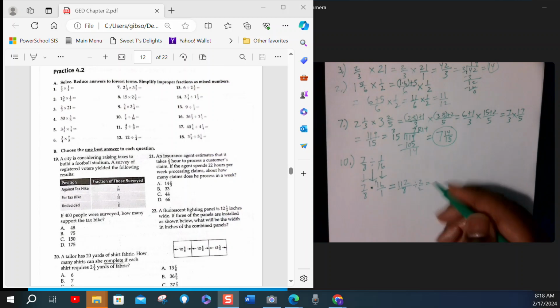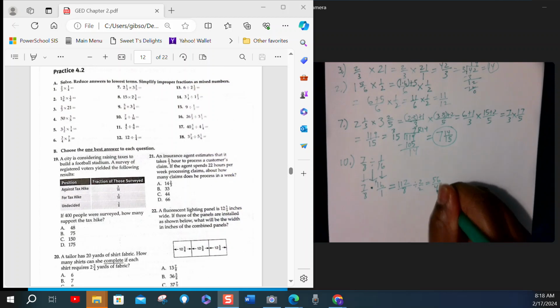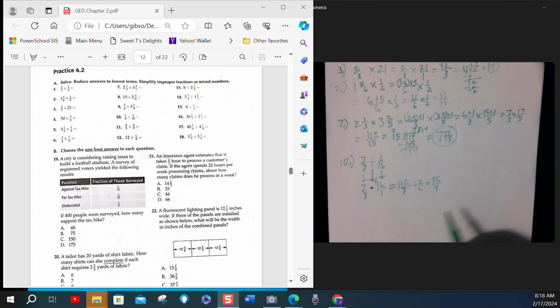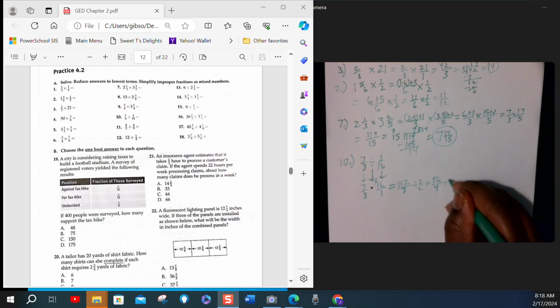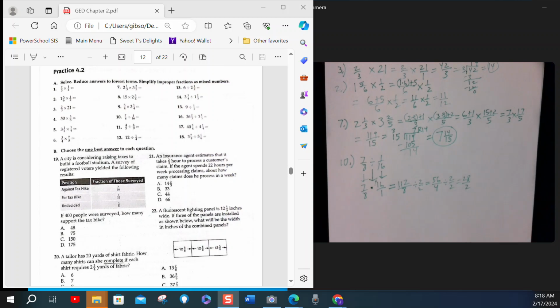2 goes into 112 56 times. 2 goes into 8 4 times. So now we can still divide this by 2 because they're still even. 56 divided by 2 is 28. 4 divided by 2 is 2. And we know 28 divided by 2 will just give us 14. So we don't have to keep dividing by 2 when we know what the answer is. So this is 14. Okay, now, this was a fraction divided by a fraction.